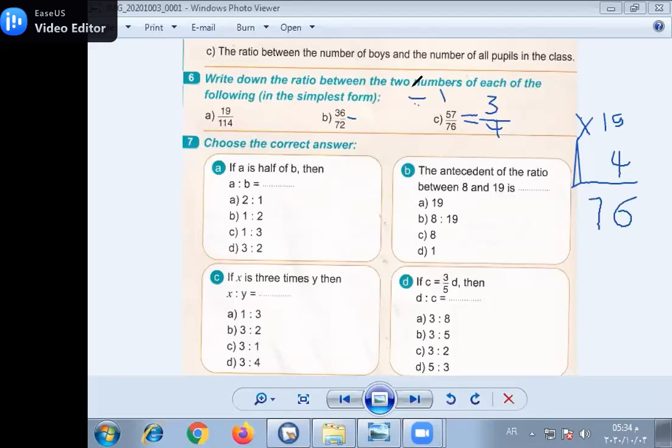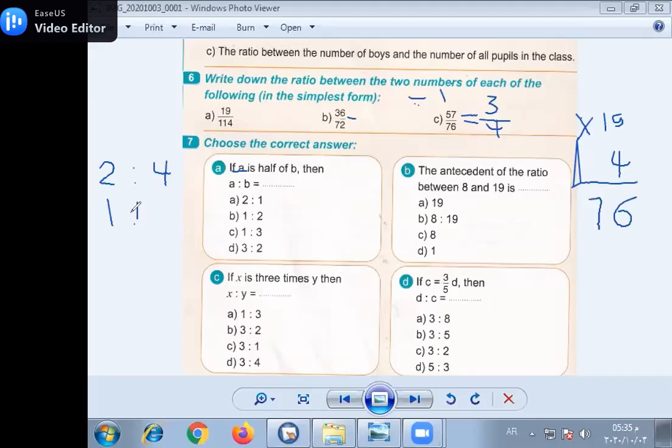Marteros, what do you think? It will be 1 to 2, because A is the smaller number and A is half of B. For example, let's say A is 2 and B is 4, because 2 is the smaller number and it is half of B. If we divide this ratio by 2, it will be 1 to 2. A is half of B.